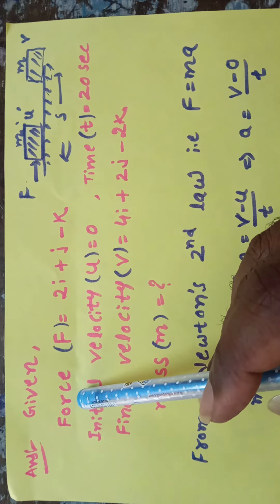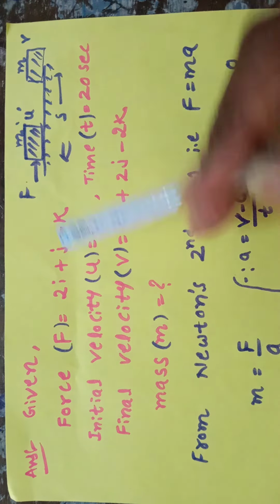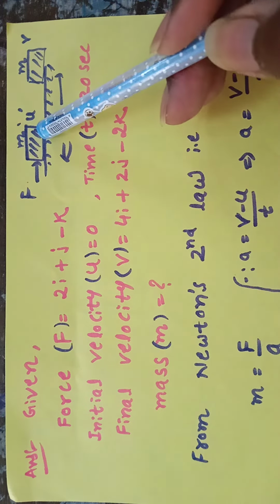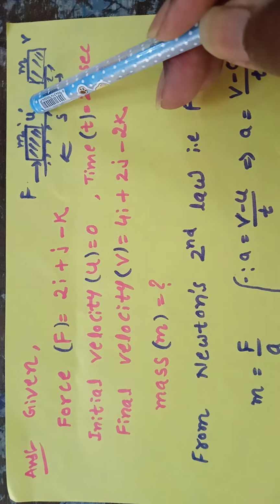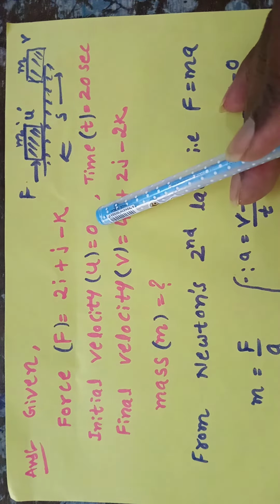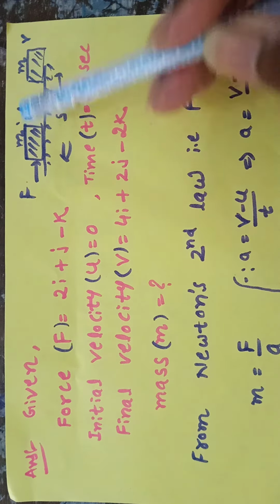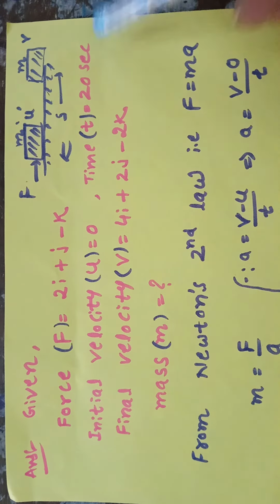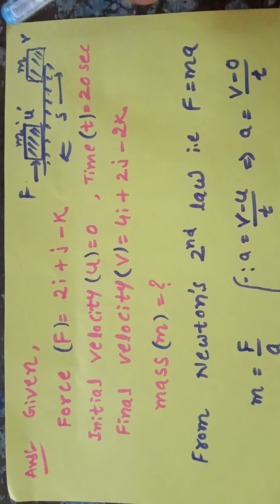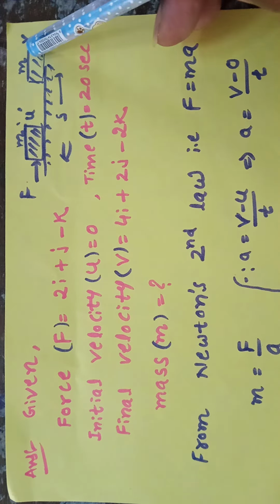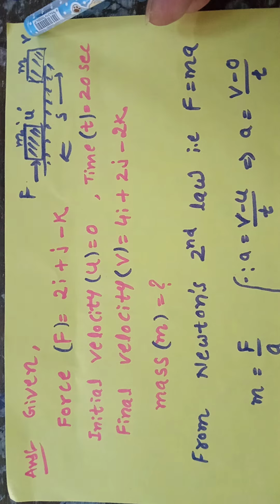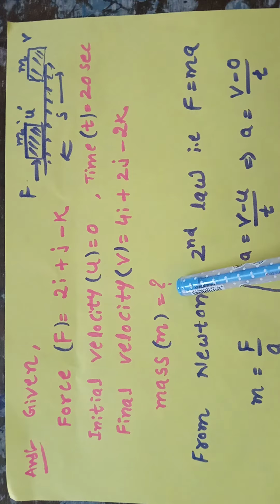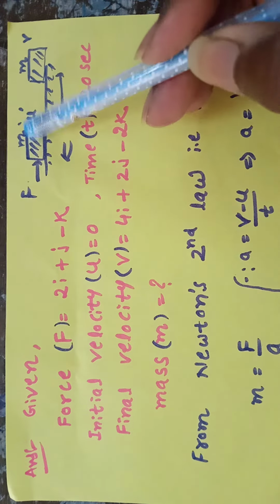Now the solution of the given problem. Force: how much force is acting on the body? 2i plus j minus k. The initial velocity of the body: it is starting at rest, so the initial velocity becomes 0. When the object is displaced from one place to another, the time taken is 20 seconds according to the problem. The final velocity is 4i plus 2j minus 2k. We can find out the mass of the body, the m value.